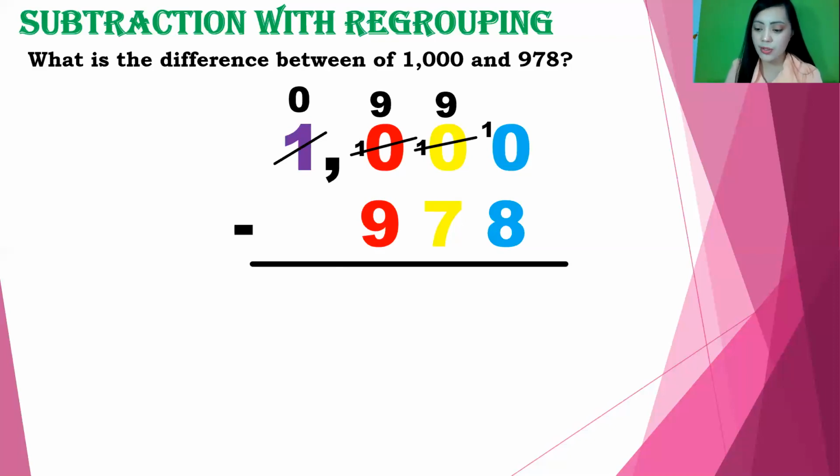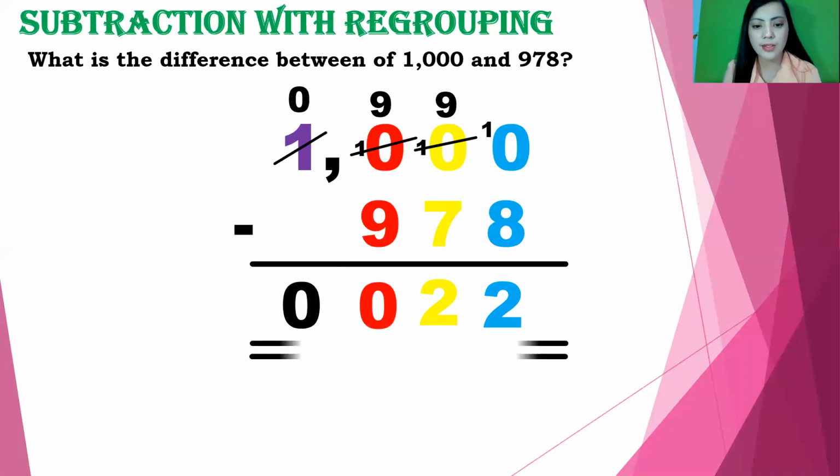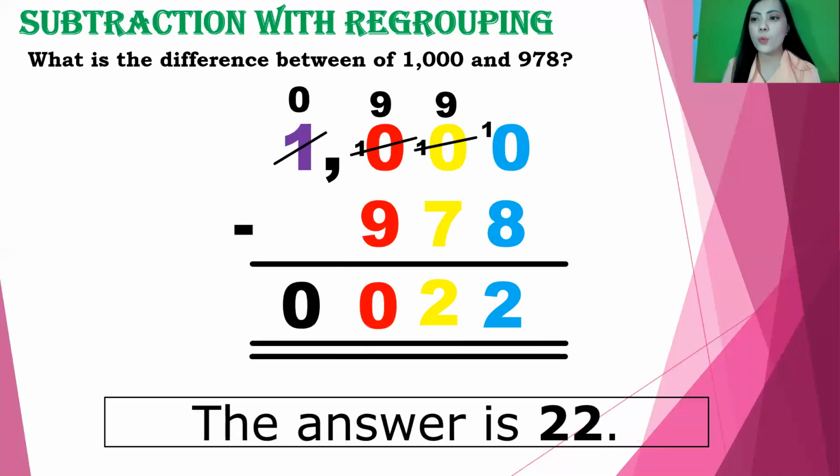So 10 minus 8 is equal to 2, now we can minus. 10 minus 8 is equal to 2, and 9 minus 7 is equal to 2, and 9 minus 9 is 0. So the answer is 22. Okay? So don't forget, when you borrow a number, if the next number is 0, you borrow from the hundreds place, you borrow again from the next place value until you can minus.